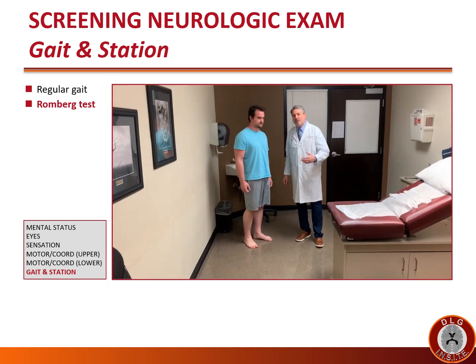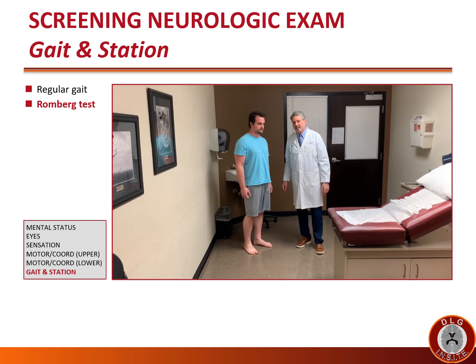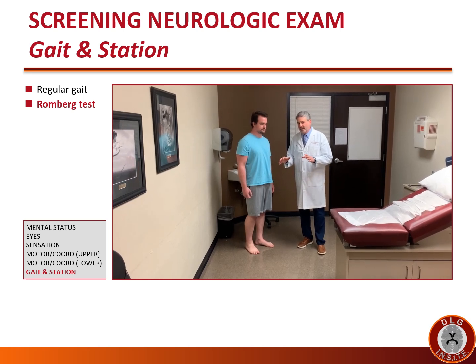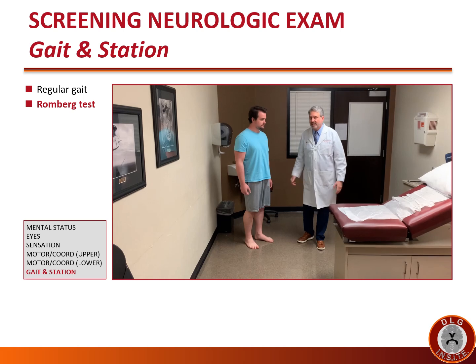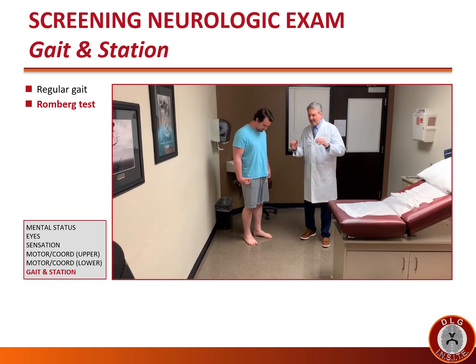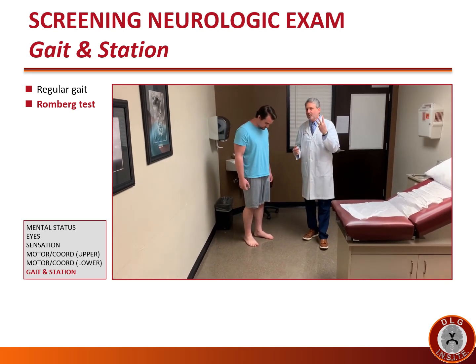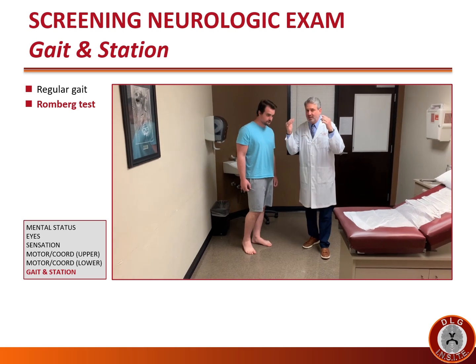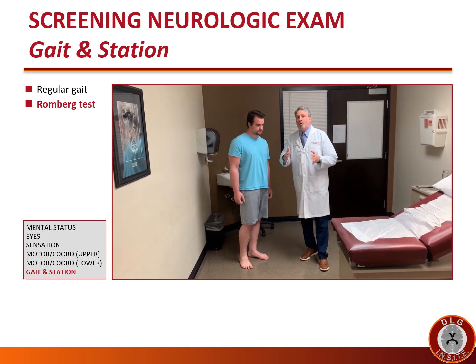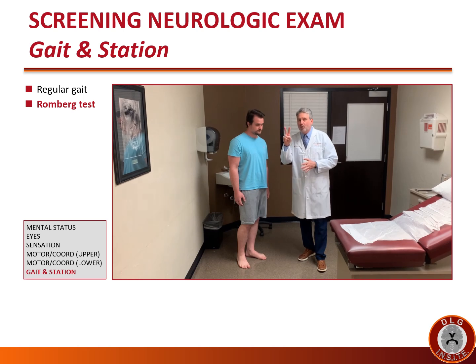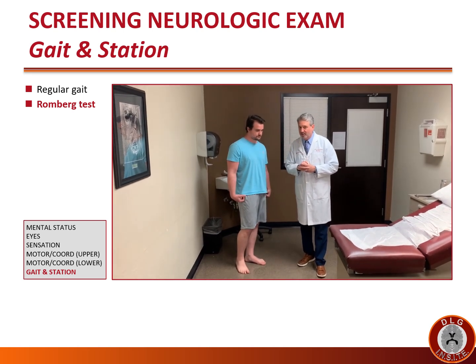The last thing we're going to assess is the Romberg test. Now, the Romberg test actually tests proprioception. A lot of people think it tests cerebellum. It doesn't. So let's explain something. The cerebellum has 3 sensory inputs: vision, vestibular, and proprioception, or position sense. In order for the cerebellum to work, it has to have 2 out of 3 of those sensory inputs.